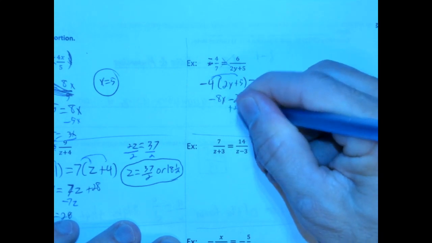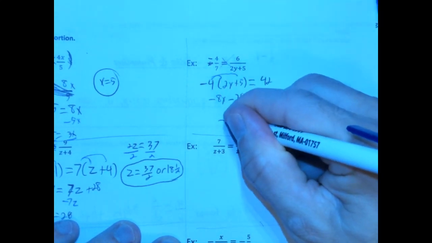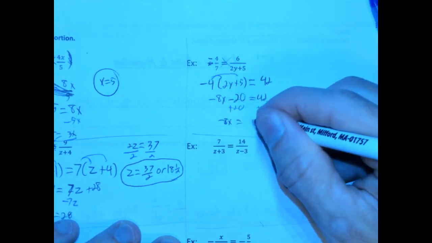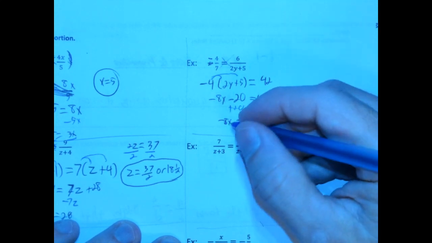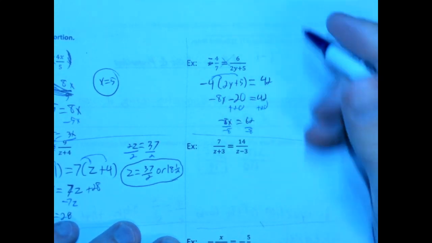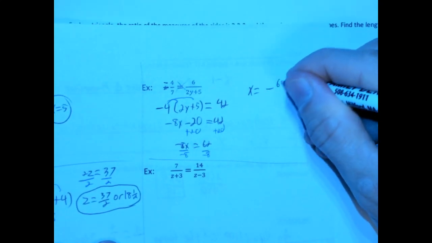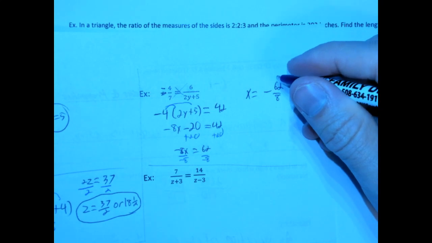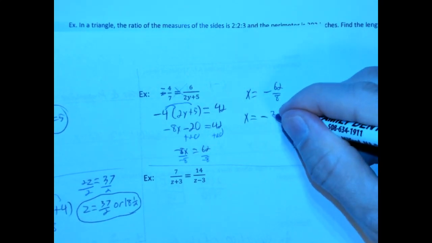Going to add 20 to both sides. So -8x equals 62. Divide by -8. And x will be equal to -62 over 8. We can simplify that. Those are both divisible by 2. So x will be equal to -31 over 4.